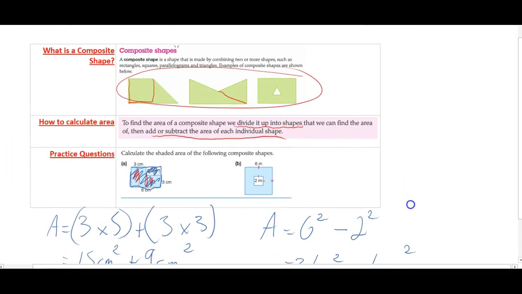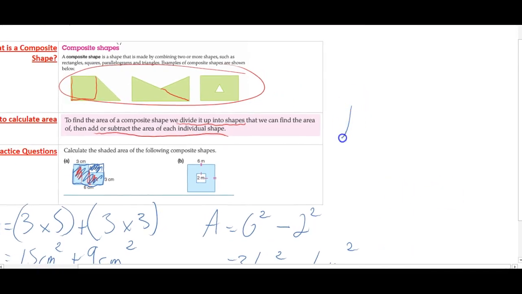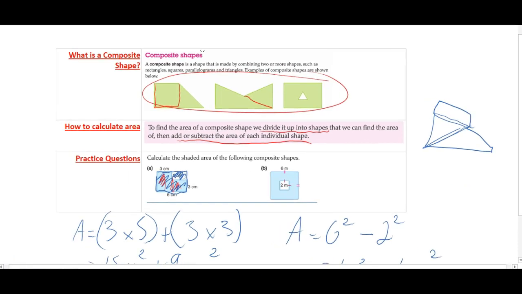So composite shapes are basically breaking down a shape into the parts that we know. You can get all sorts of random composite shapes. They might look something like that. You'll need to find ways where you can break them down into different shapes, and then you can calculate them there. So it's how you break that down and then add them all together or subtract them to work out the total area.